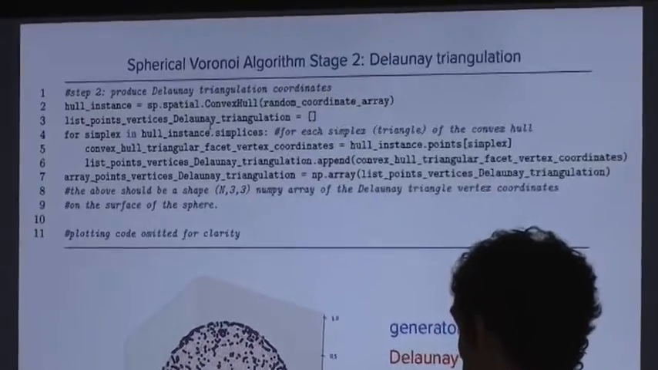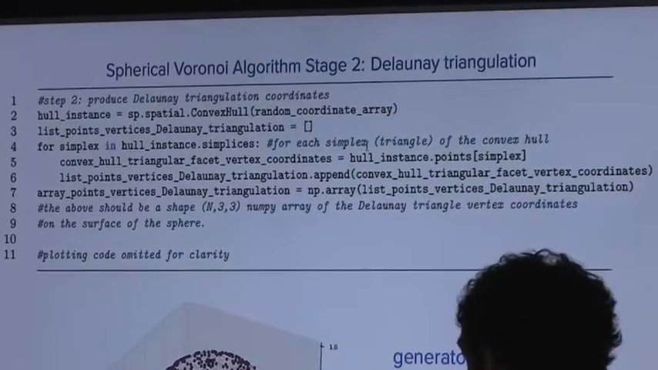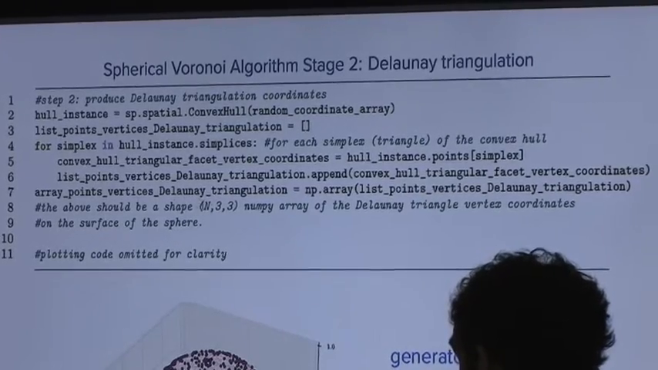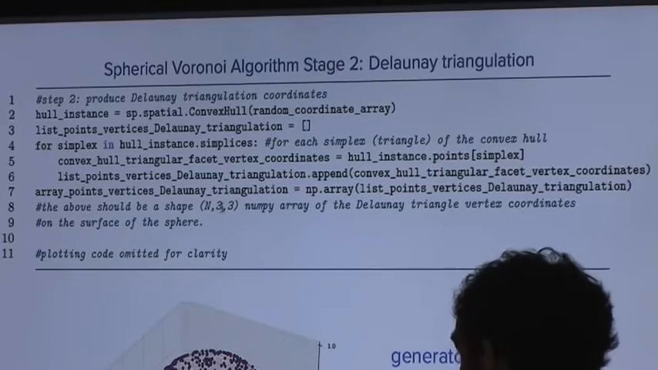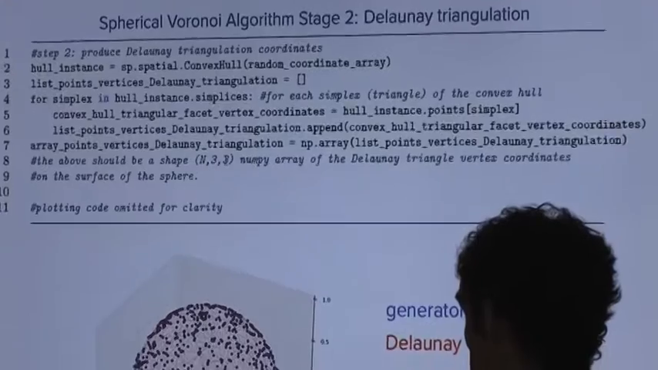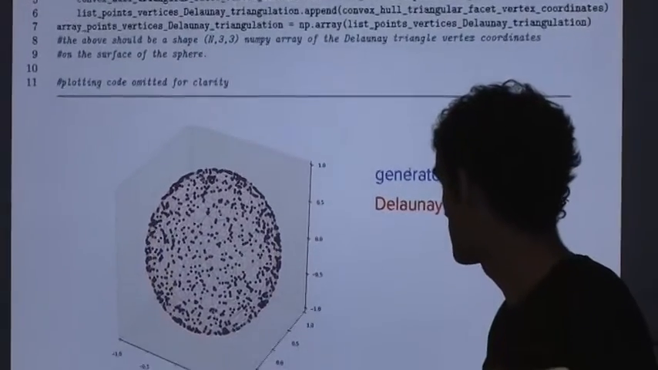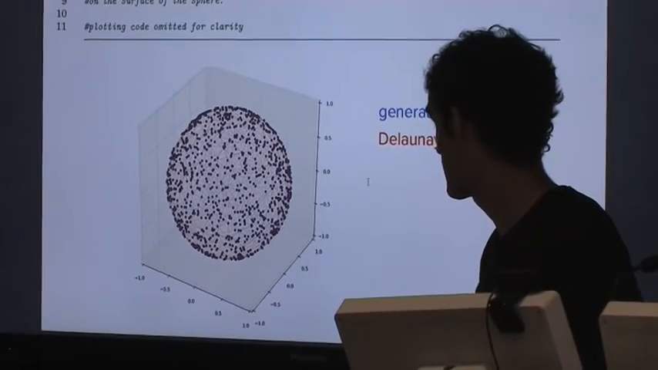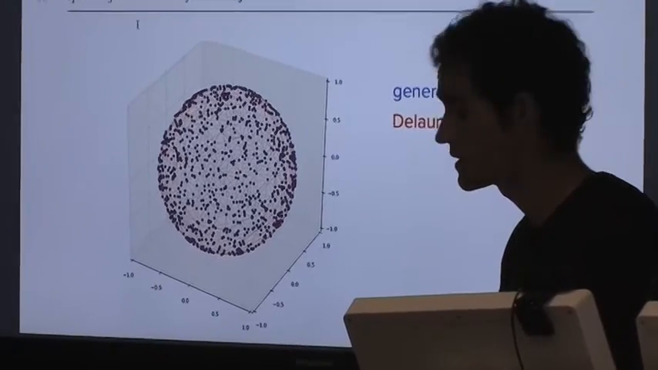But basically just going through all of the triangles in the convex hull and collecting those points into an array which basically has n triangles which are in three-dimensional space. So it has the three vertices with their x, y, and z coordinates. The generators, the original data points, are in blue, and then the triangulation, the edges that connect those points, the Delaunay triangulation, is shown in red.